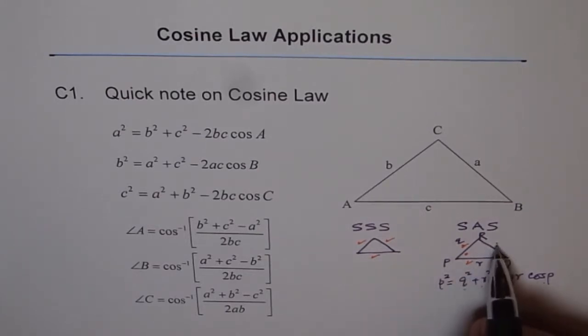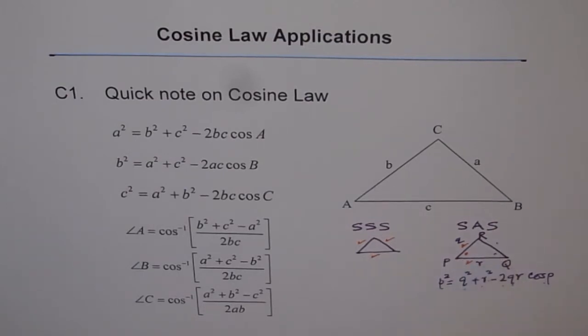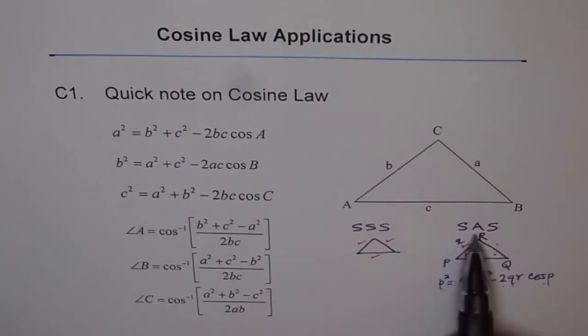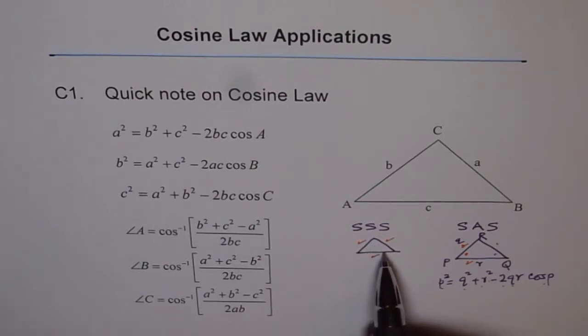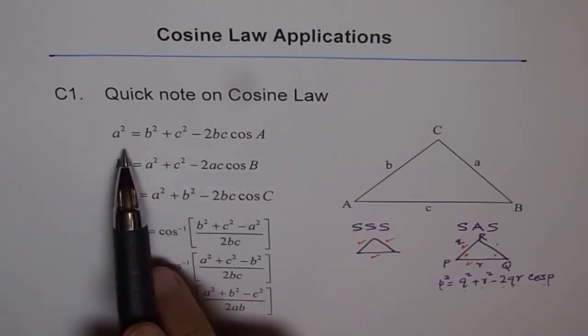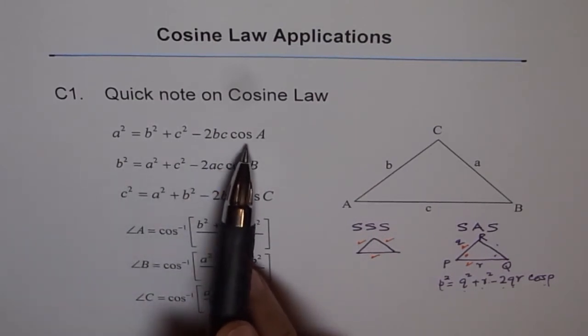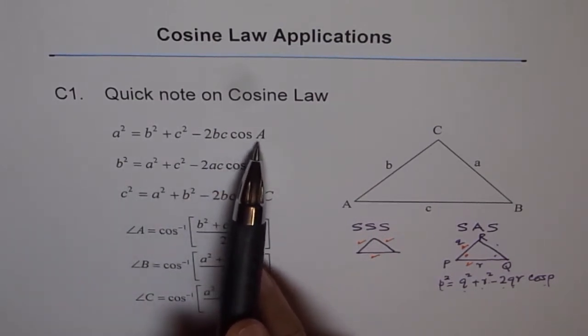Now once you find side p, then you can use sine law to find the angle, correct? So that is how this situation is solved, where two sides and the included angle are given to you. Now let's look into a situation where three sides are given to us and we need to find the angle. Well, in that case, we rearrange this formula and try to figure out what A is.